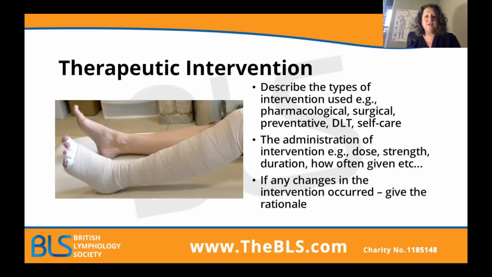For example, the dose, the strength, the duration, how often the treatments were given, how often did they have to attend clinic, were there any challenges or changes that occurred within that collection of the information that may have altered the outcome. Everything needs to be put in within this intervention group, and also if any changes in the intervention occurred during the procedure, the rationale for that needs to be applied rather than just expecting the reader to guess why you've changed things as you've gone along.